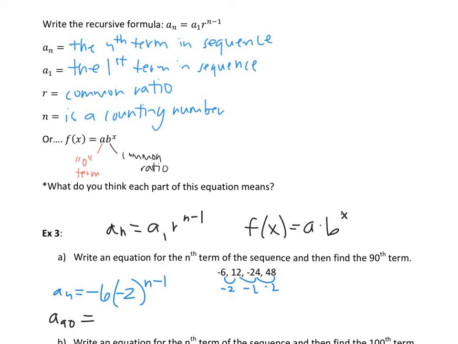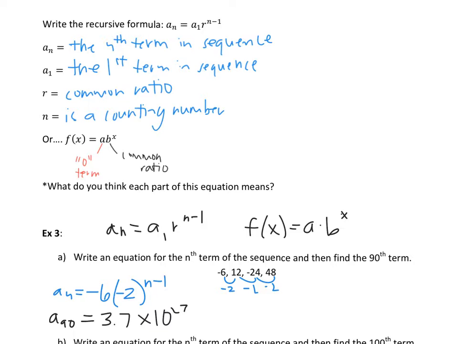So a sub n equals, and then you type in your calculator -6 times -2, and then we want to find the 90th term, so I'll type in 89 for my exponent, and we get 3.7, and then I get a whole bunch of decimals, so I'm going to round it to 3.7, and then I get e to the 27, which means on your calculator, e is times 10, scientific notation that we learned about, so times 10 to the 27th.